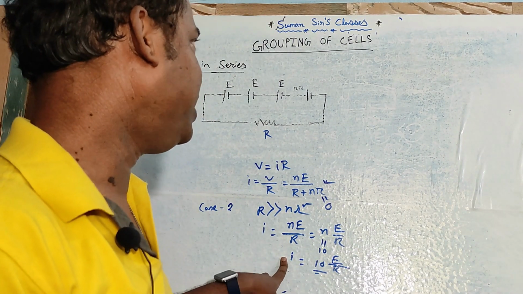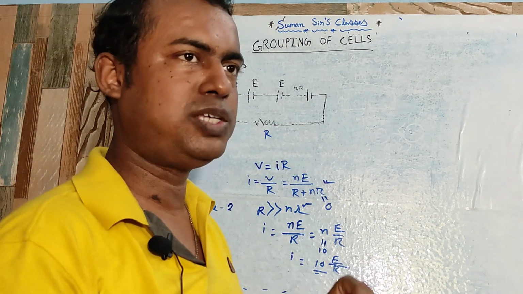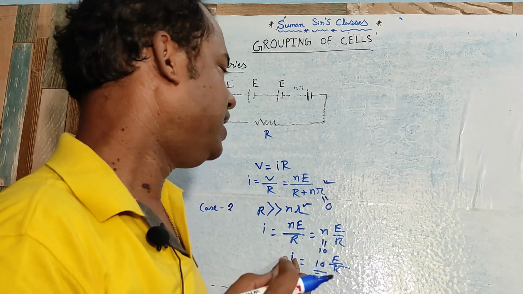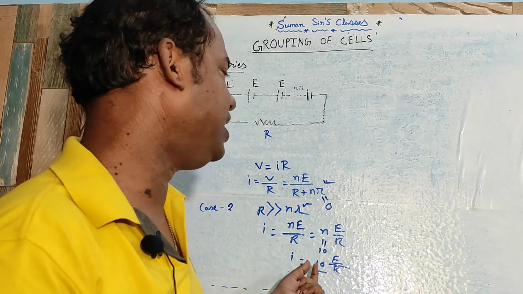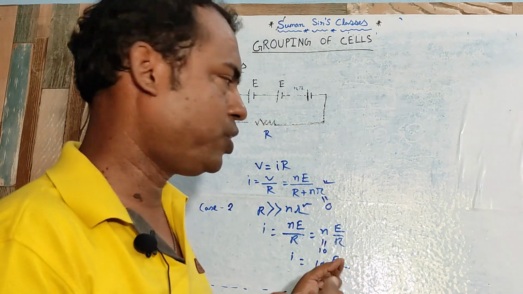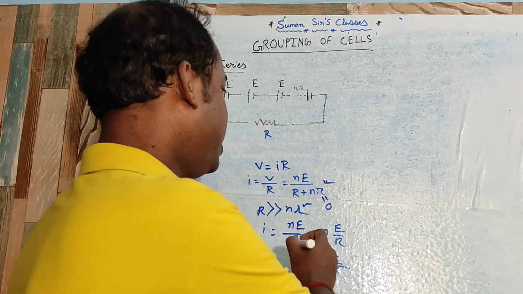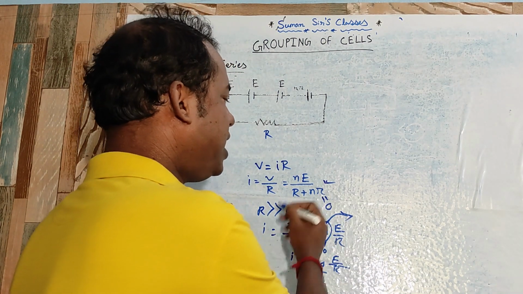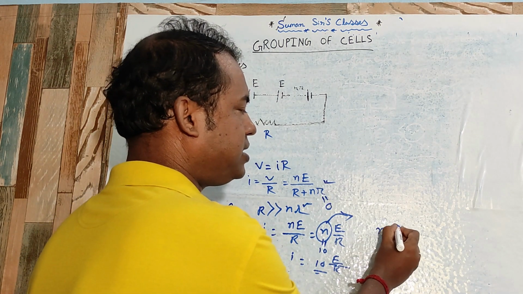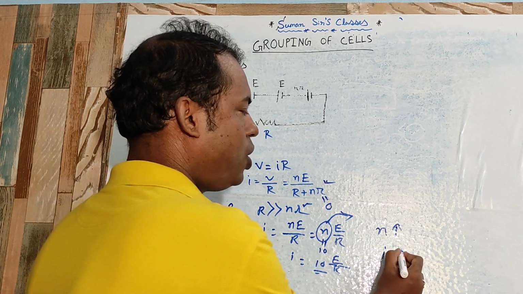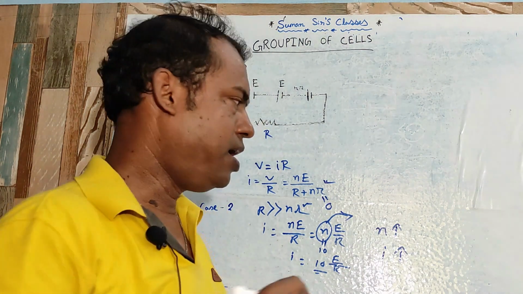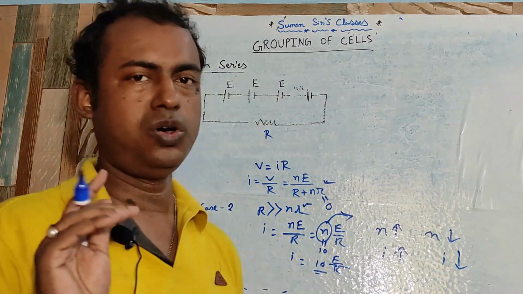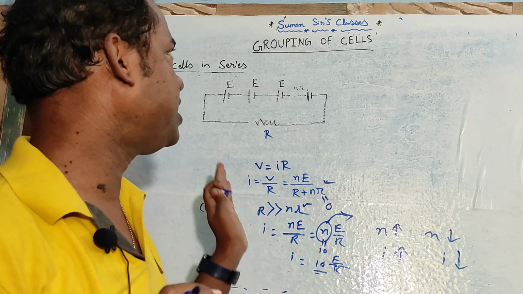That means current increases by increasing the number of cells. When we increase the number of cells from 1, 2, 3 up to 10, 20, whatever, the current is increased that many times. So this is very effective. Current in this case depends on the number of cells. If n increases, the current also increases. If n decreases, the current also decreases. So this is the main part for the grouping of cells in series.